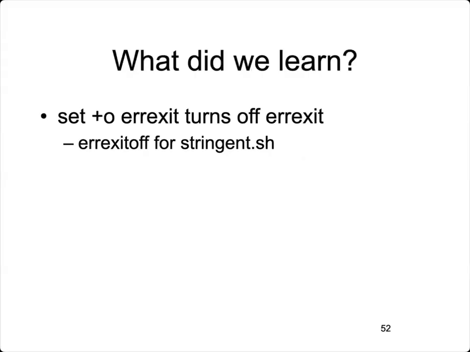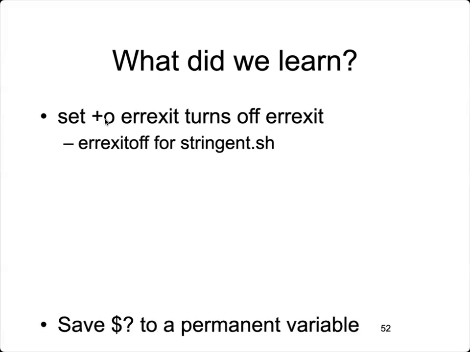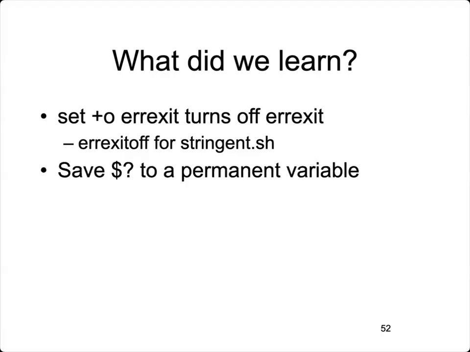So what did we learn? We can do the +O error exit to turn off error exit if you need to turn it off in a certain section of code. The stringent.shell library does have a function to do that, so it's a little more like the syntax says what it's doing, but you know, this is kind of obvious too. So I don't know if I'd care about either one.